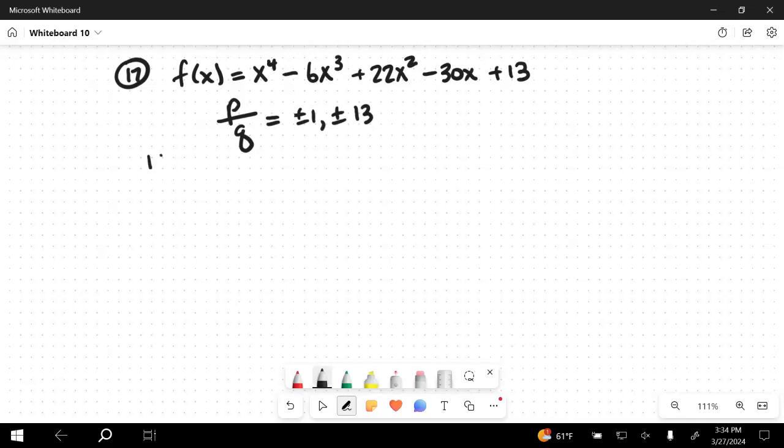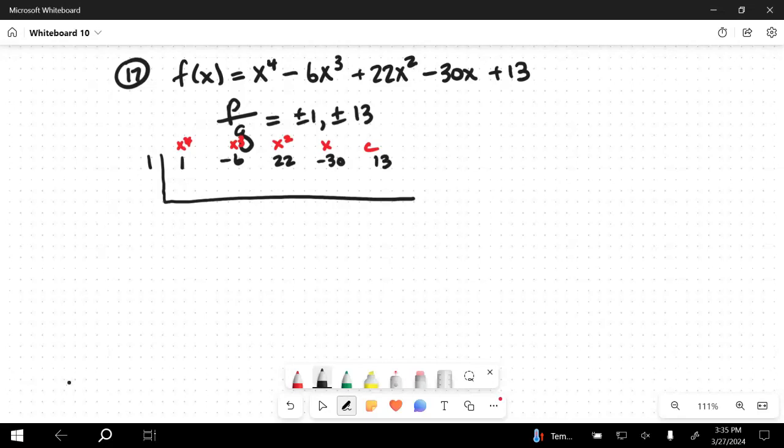The first one I want to try is a positive 1. I'm going to put my synthetic division setup on there. It is a 4th degree, so I want to make sure that every position is accounted for. If there's anything missing, we use placeholders of 0. 4th degree coefficient 1. 3rd degree coefficient is negative 6. 2nd degree coefficient is 22. Plain x term is negative 30. And our constant term is 13.